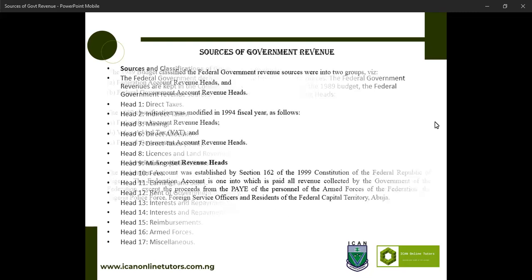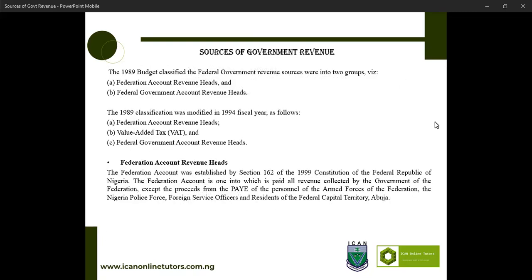The federation account, which is head 1 to head 3, is the general pool, or we call it general sources of government revenue. That is the account that belongs to all the federation, what is known as the federation account. When we say something belongs to all the federation, it doesn't belong to the states, doesn't belong to the local government, and doesn't belong to the federal government alone, but it belongs to all the governments, which include the federal government, the state government, and the local government. Are we following?